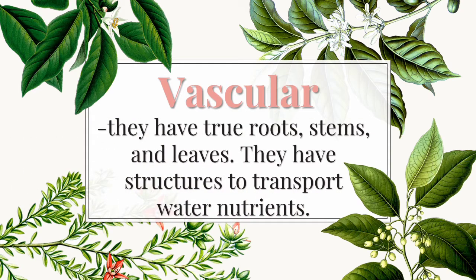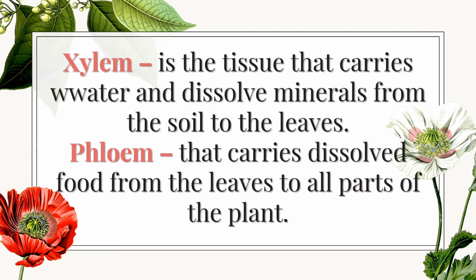Okay, and the second one is the vascular. They have roots, stems, and leaves. They have structures to transport water and nutrients. These structures are called the xylem, the tissue that carries water and dissolved minerals from the soil, and the phloem, which carries dissolved food from the leaves to all parts of the plant. So that is the structure of the vascular plants.